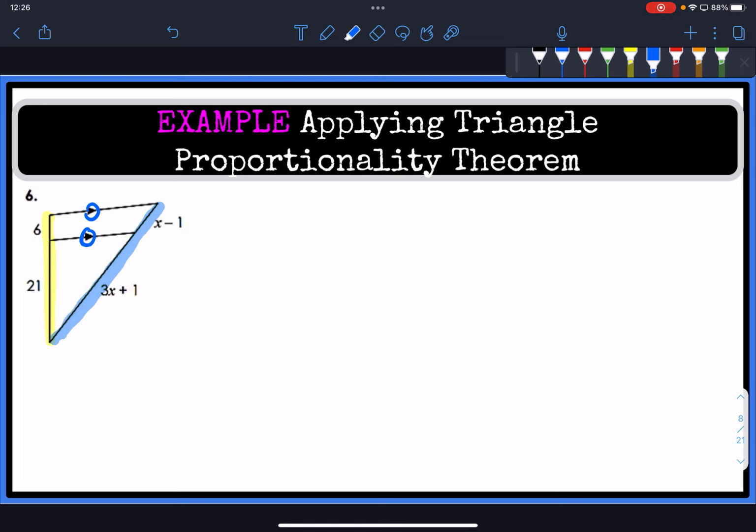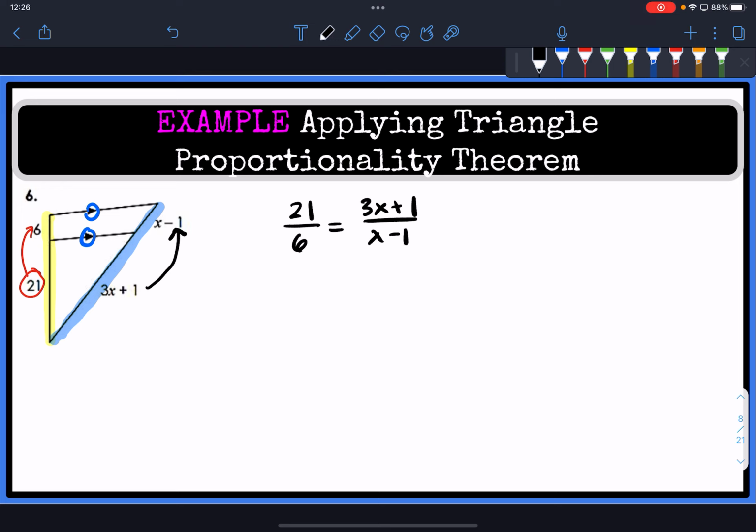So I'm going to divide the longer segment of 21 by 6. So 21 divided by 6. And that's going to equal doing the same thing on the right side, getting the longer segment of 3x plus 1 and dividing it by the shorter segment of x minus 1.